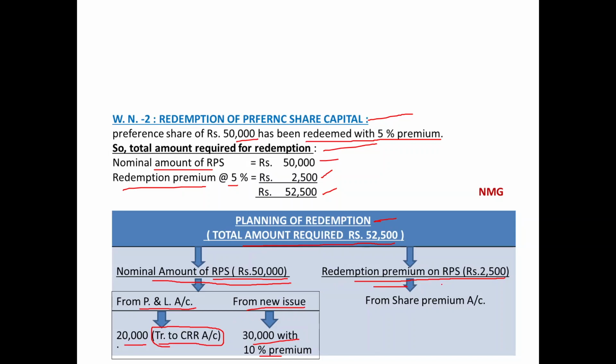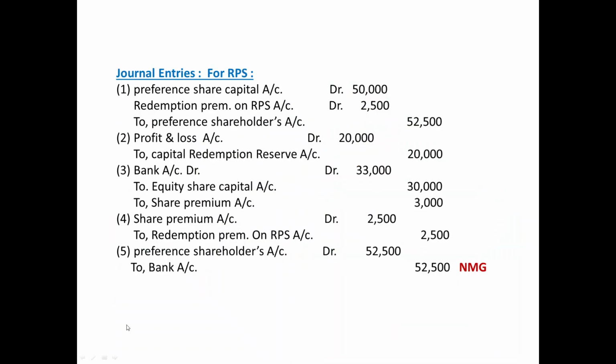While the redemption premium on RPS is rupees 2,500, instruction has been given in the question itself, and we already saw it in additional information point number 1 that it was made out of the share premium account. Over here, this equity issue of rupees 30,000 is there with 10% premium. So the company will be receiving rupees 3,000, 10% of 30,000, in the form of share premium, and we need only 2,500 for this redemption premium. So sufficient amount is available in the share premium account. Let us pass the journal entries for this planning of redemption one by one.